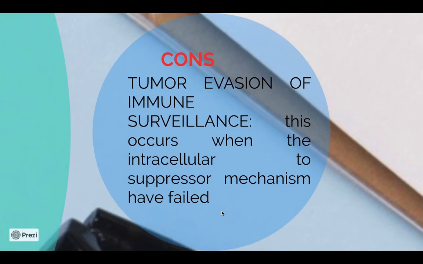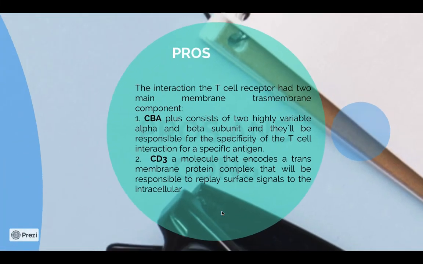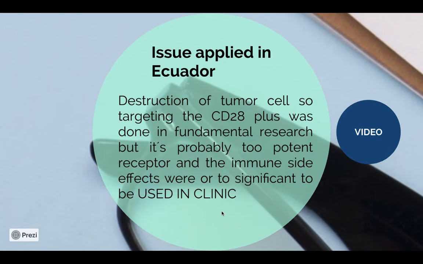And cause tumor evasion of immune surveillance. This occurs when the intracellular suppressor mechanisms have failed. Destruction of tumor cells targeted to CD28 plus was done in fundamental research, but it is too potent a receptor and the immune side effects were too significant to be used in the clinic.